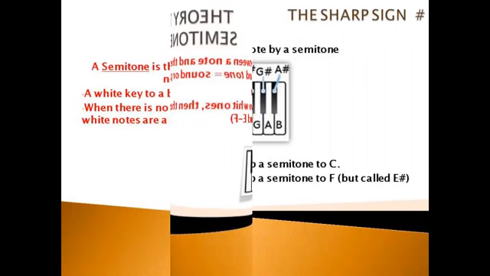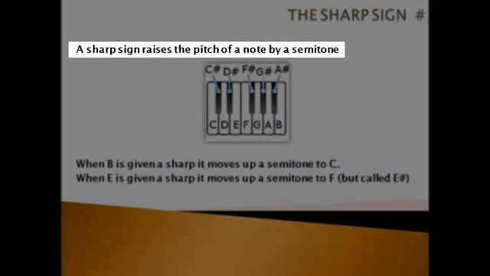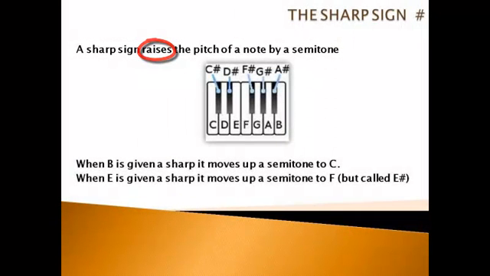A sharp is going to raise a pitch by a semitone or a half step. So C to C sharp would mean that you're going from the white key to the black key. D to D sharp is a semitone, and again you're going from a white key to a black key. You can also go from a black key to a white key. C sharp to D would be a semitone. D sharp to E would be a semitone, and so on.